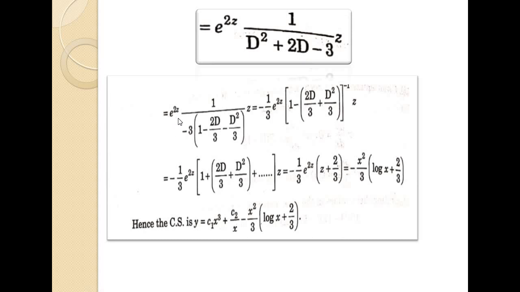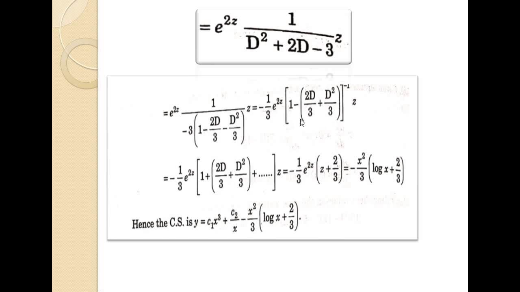This is what we have to apply here. So this is equal to e power 2z into 1 by, we'll further simplify this denominator so that binomial expansion is possible. So this can be written as e power 2z into 1 by minus 3 into 1 minus 2D by 3 minus D square by 3. See, we have taken minus 3 common from the denominator so that it takes the form of 1 minus some function of D. So this is equal to minus 1 by 3 into e power 2z into 1 minus 2D by 3 plus D square by 3 whole power minus 1 operated on z.